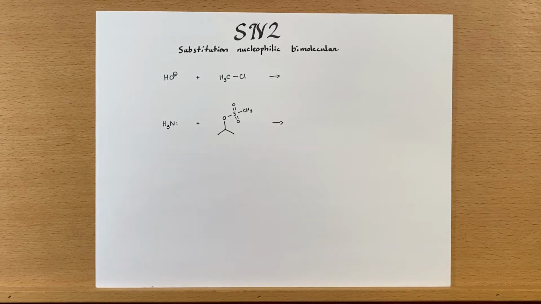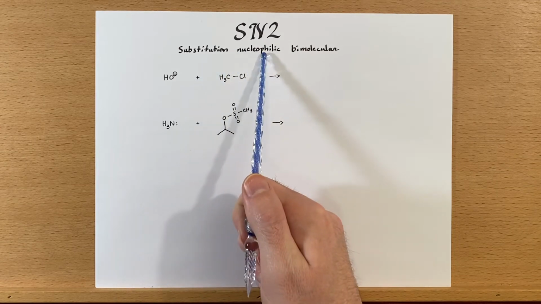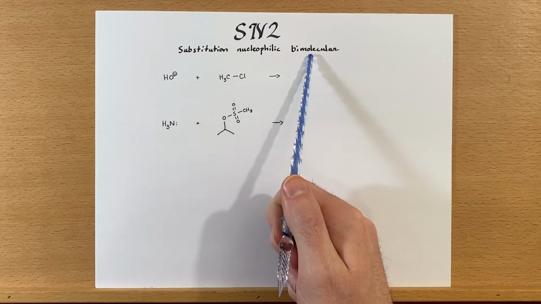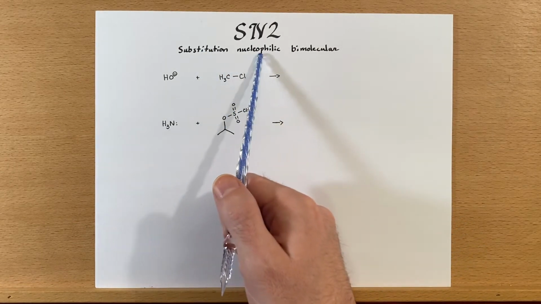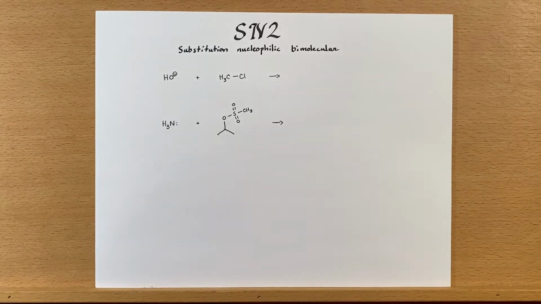Let's talk about the simple mechanisms that are observed in organic chemistry reactions. And we'll start by examining SN2 reactions, or substitution, nucleophilic, and bimolecular. That's what the SN2 stands for. There's also SN1, which would be substitution nucleophilic unimolecular.